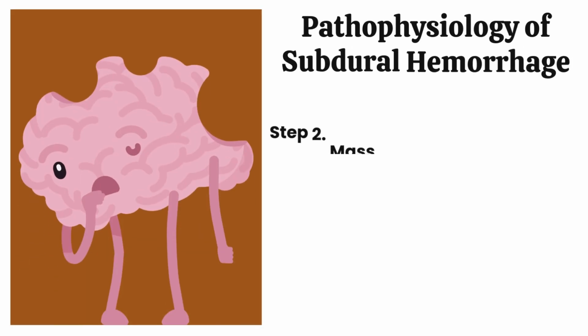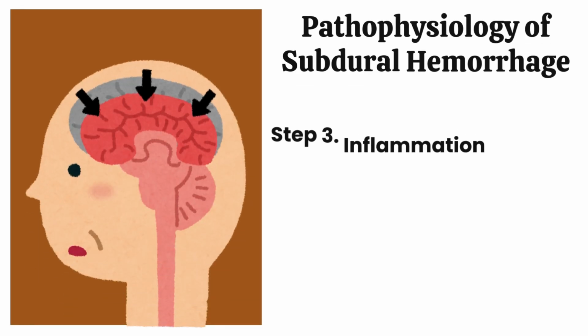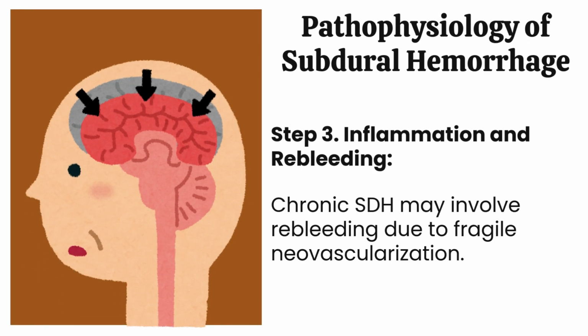Step 2. Mass effect on brain. Accumulating blood compresses adjacent brain tissue. Increased intracranial pressure can cause herniation if untreated. Step 3. Inflammation and rebleeding. Chronic subdural hemorrhage may involve rebleeding due to fragile neovascularization.